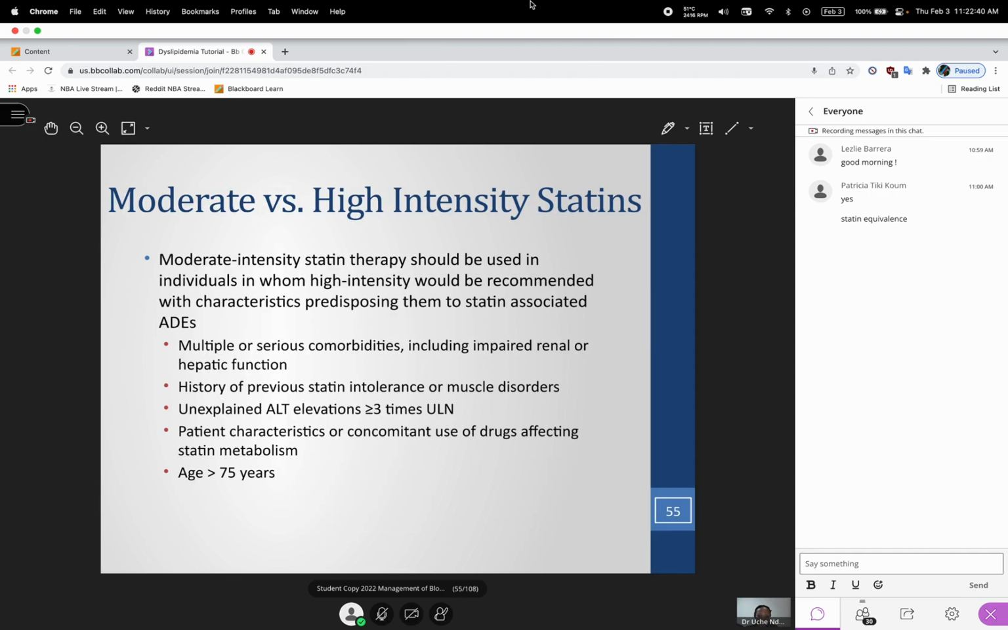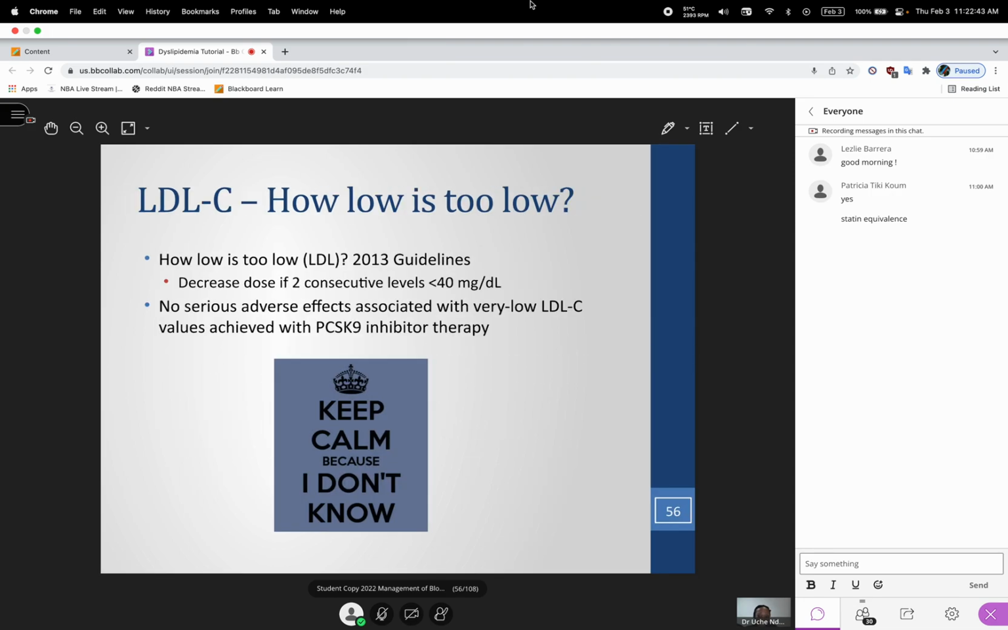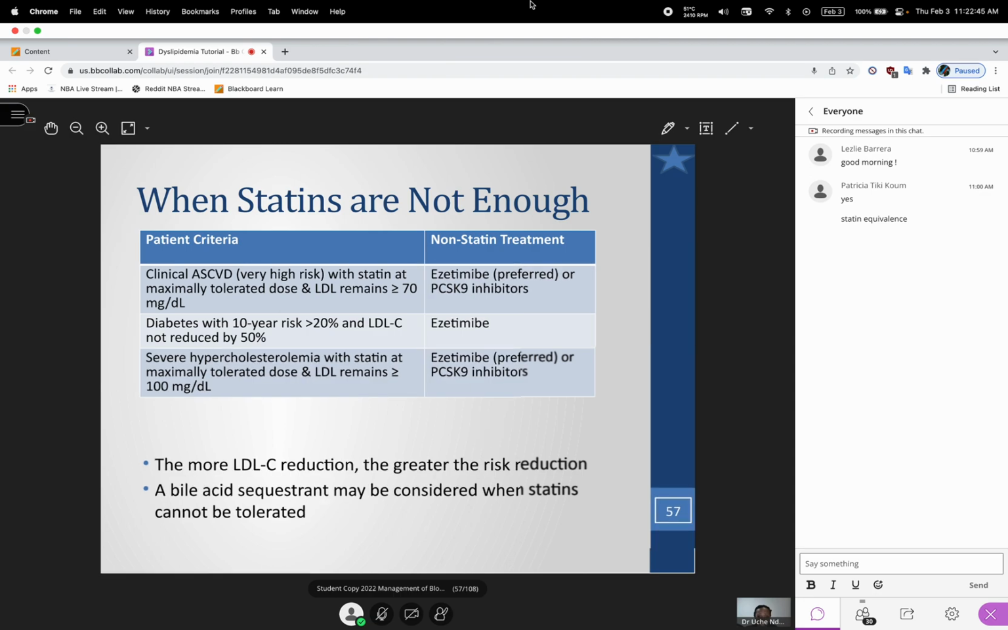So here, these slides are just explaining that the high intensity works better than moderate intensity at saving lives. All right, this is a starred slide. What do we do when statins are not enough? So the patient is on a maximally tolerated dose of their statin.